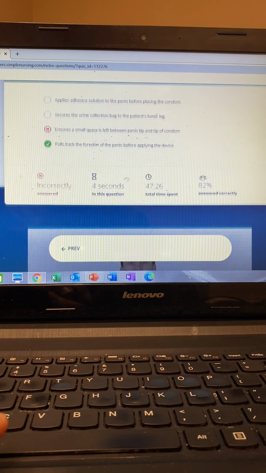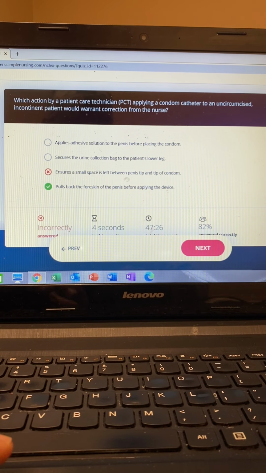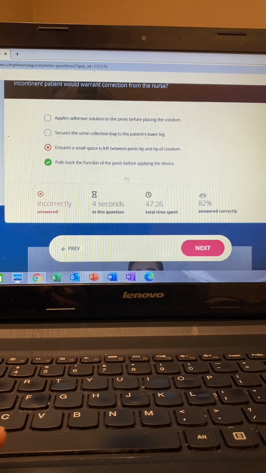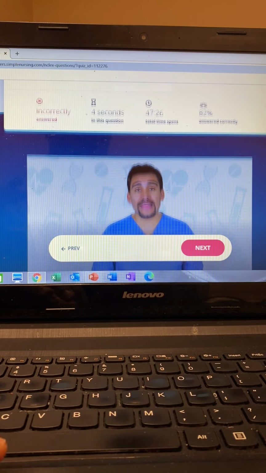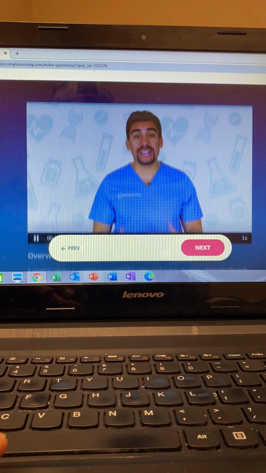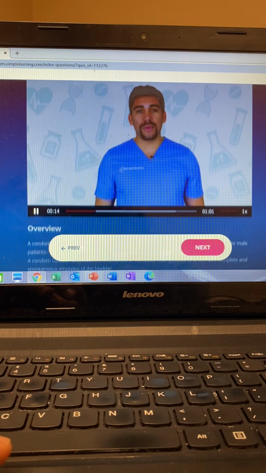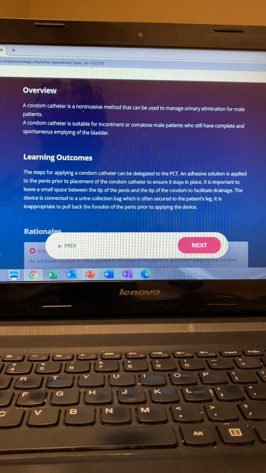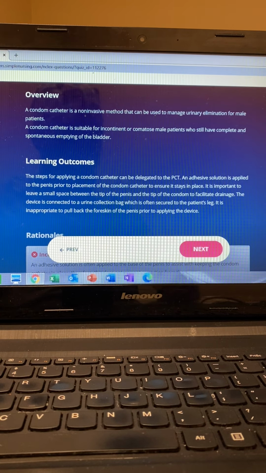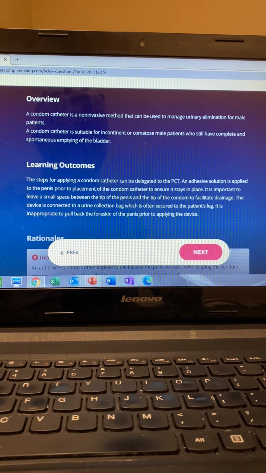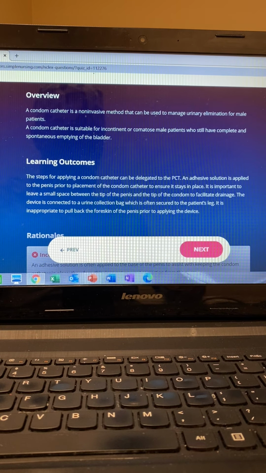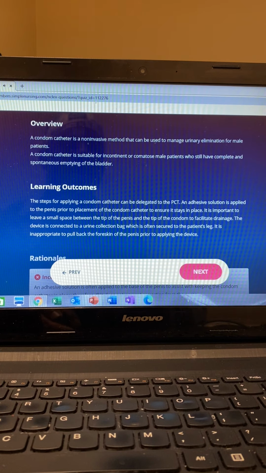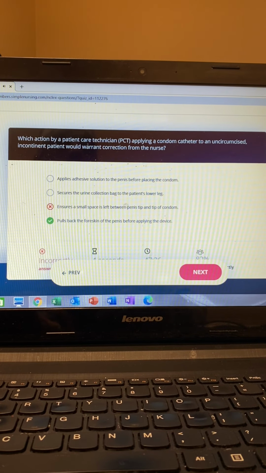Now, using our 3 steps, let's break this down. This question's asking what to correct with a key problem, a patient care tech putting a condom cap on an uncircumcised patient who's incontinent. So, biggest thing we're thinking about is foreskin, you can't control the urine, and improper technique. So the solution we're looking for are actions that are not correct here. So, option number 1, 2, and 3 are technically correct. So guys, we're looking for the incorrect options.